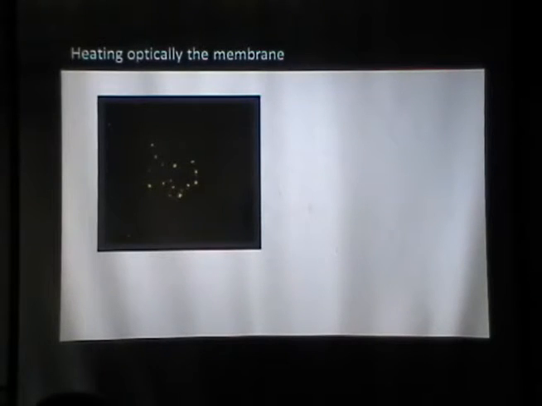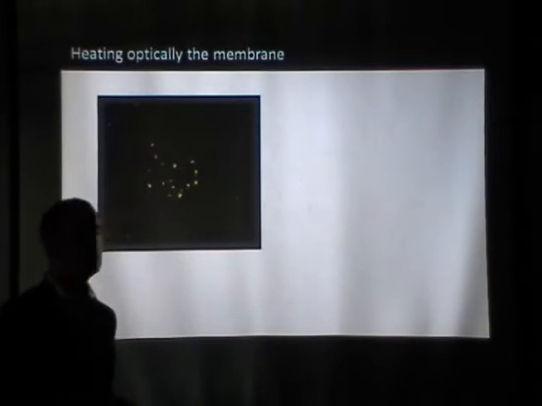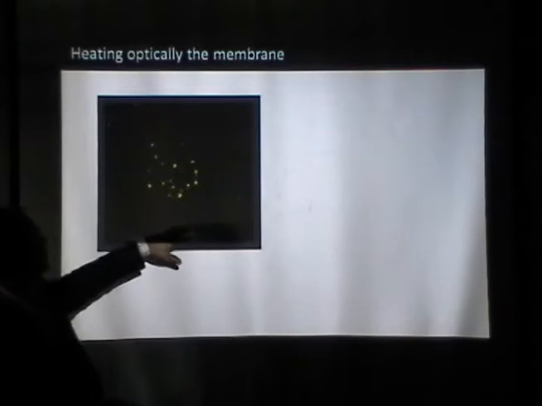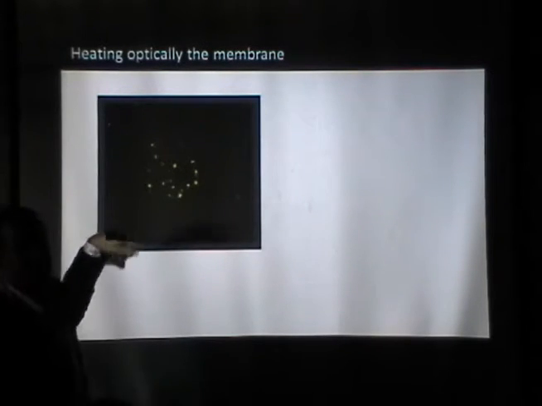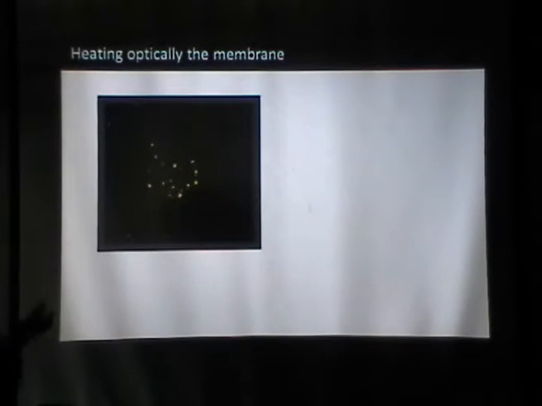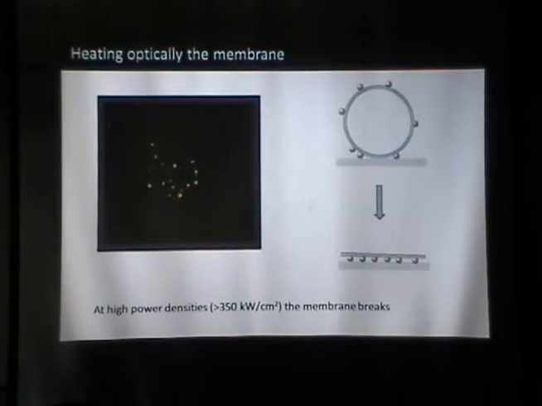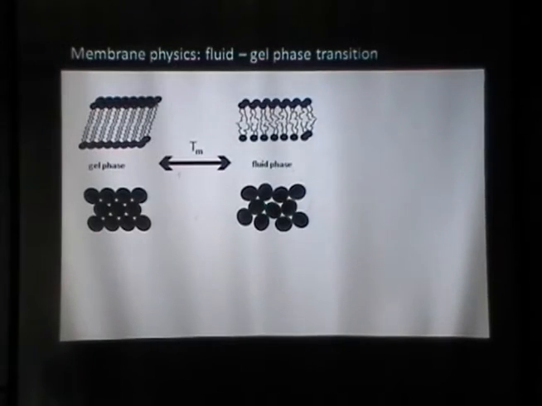What is the size of it? The size of that? The size of this, it's like 20 microns. The GUVs are typically 10 microns that we use here. Okay, so we can destroy things if we use enough power. But we want to do things mildly. And this is what we want to investigate.